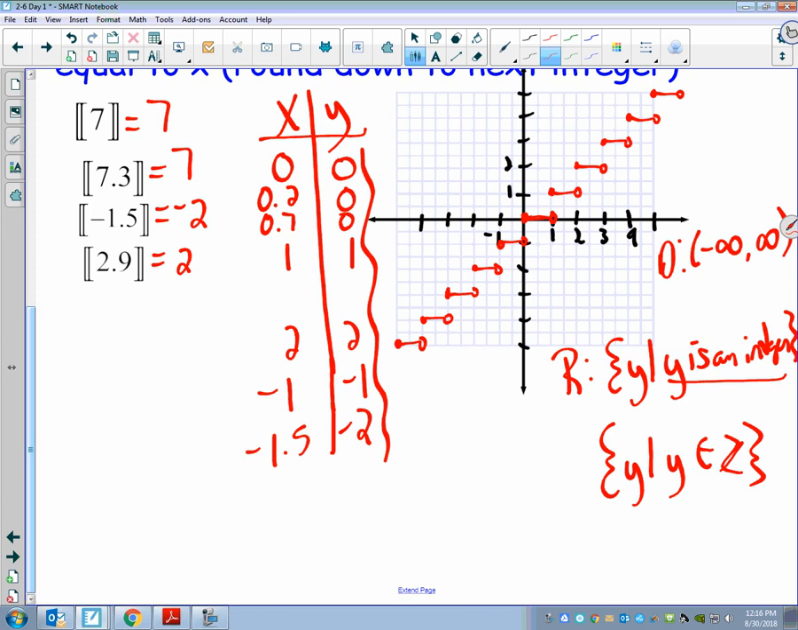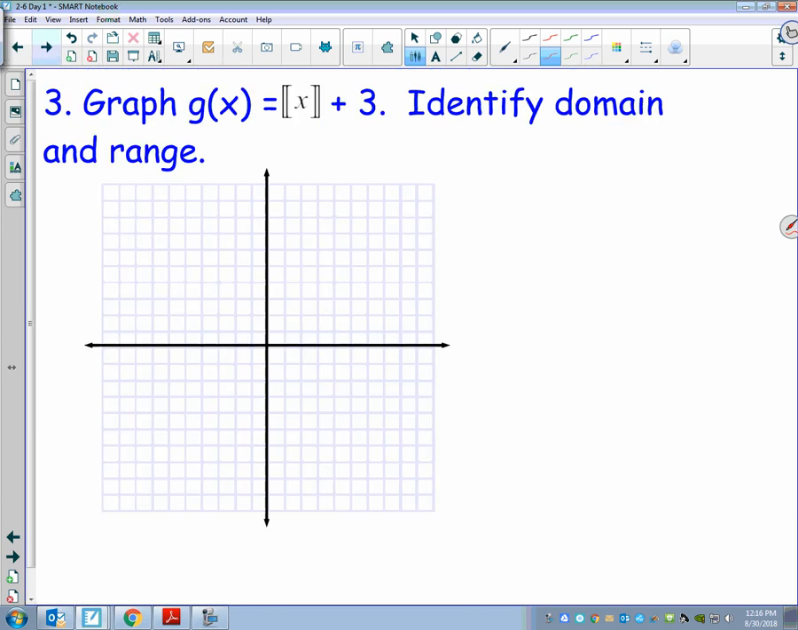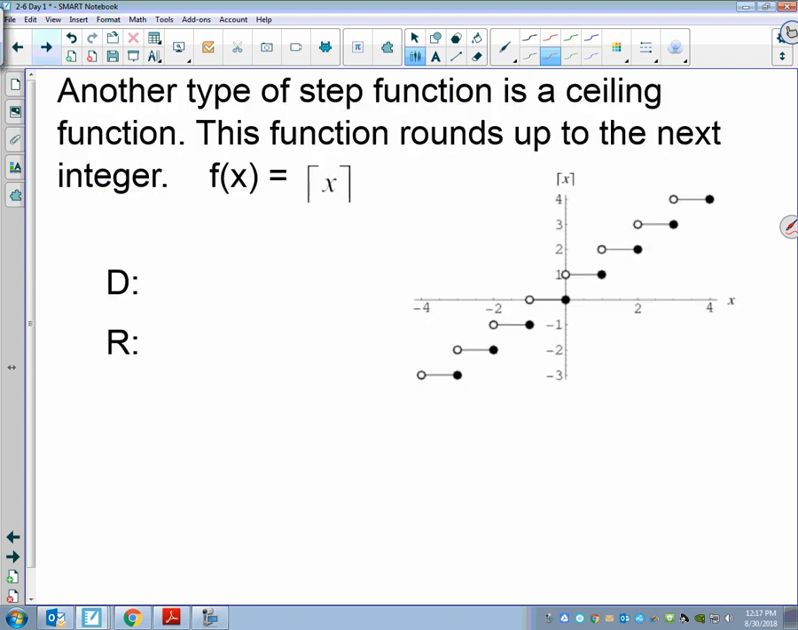That's definitely a special function. Just like with absolute value, they can be changed. So I want you to graph this one and see what's different about it. What does this plus 3 do to it? And we'll do that one in class after you do it.